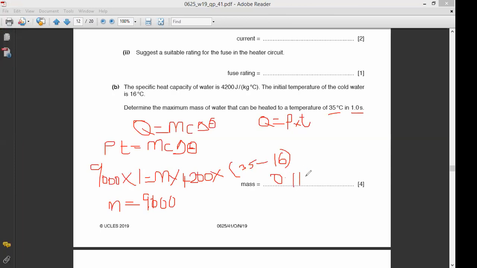Caris, are you getting that? Well, that's not what I'm getting. Yeah, it is 9,000 divided by 4,200 times 19. Did you just punch everything in your calculator or did you do it one by one? I'm doing one by one. This is 9,000 over 4,200 times 19. You can't get 8 point something here. No way.